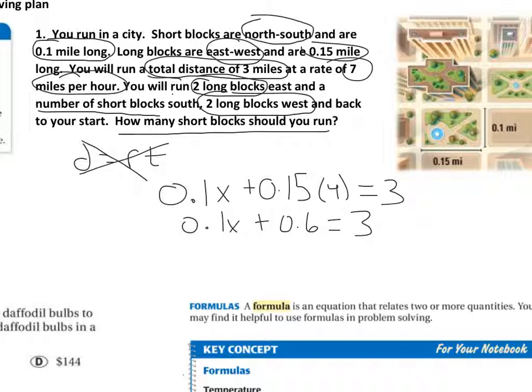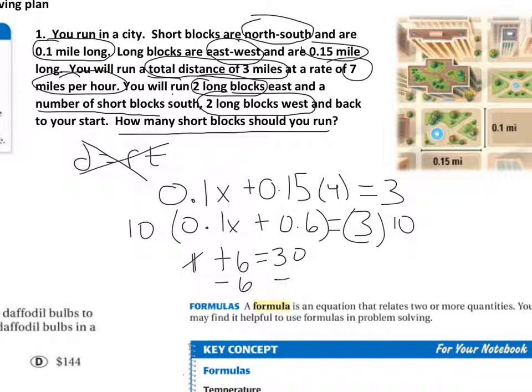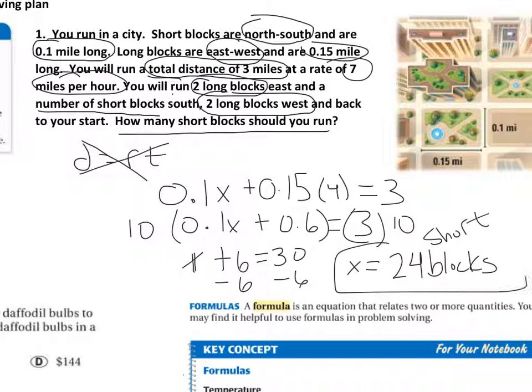Now, here's the thing. If you want to, we can get rid of the decimals by multiplying by 10, both sides. So you get x plus 6 equals 30. Subtract the 6, x equals 24 blocks. So we ran 24 short blocks. Don't forget to label word problems, okay?